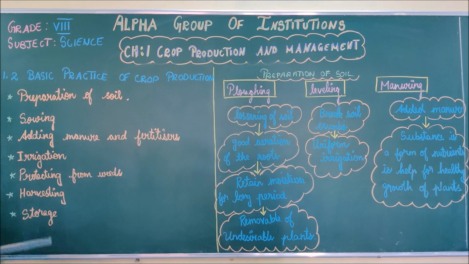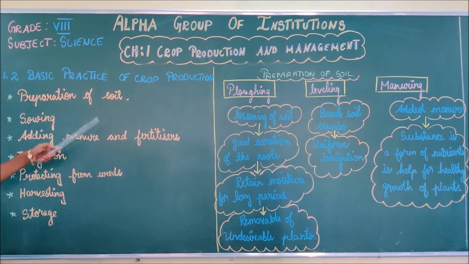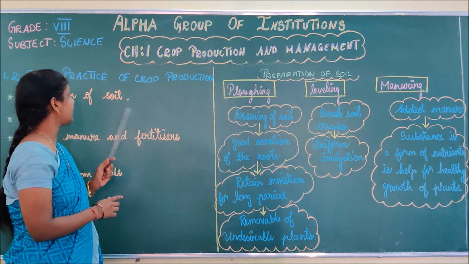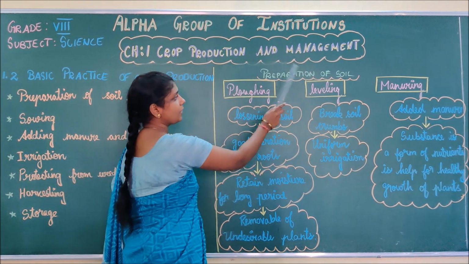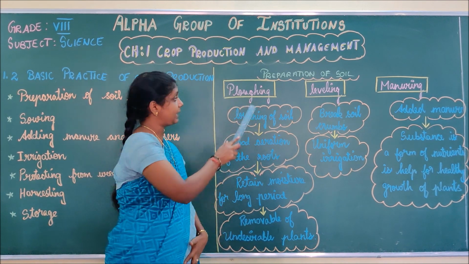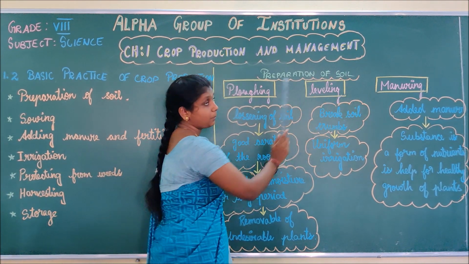Next, we are going to discuss the basic practices of crop production. The steps are: first preparation of soil, next sowing, third adding manure and fertilizer, then irrigation, protecting from weeds, harvesting and storage. These are all the steps of crop production. First, we are going to discuss how we can prepare the soil. We can prepare the soil in three steps: ploughing, leveling and manuring.